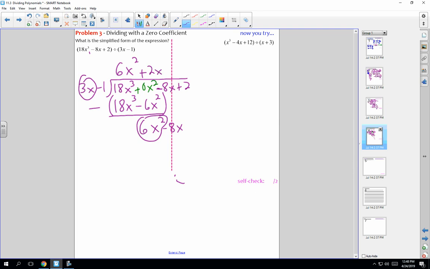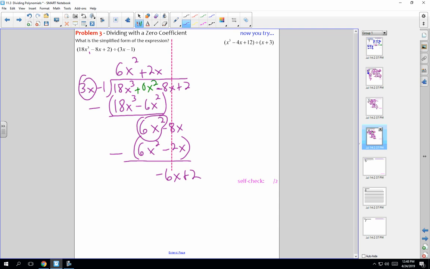Then we take 2x and we distribute it to the 3x minus 1. And it gives us 6x squared minus 2x. Put parentheses around it, subtract it. Very carefully subtract it, because of those negative signs in there. It's negative 8x minus a negative 2x, which means we add the 2x to the negative 8x. So it's negative 6x. Bring down the 2.